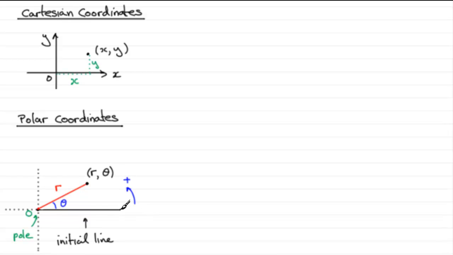And this line here, our initial line, you'll often see labelled as theta equals 0. Now, it might say 0 degrees or it might say 0 radians. You can measure theta in degrees or radians. But do remember that the sense of it is positive in an anti-clockwise direction.